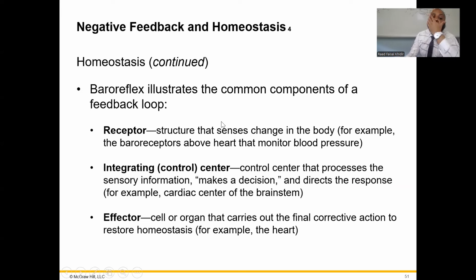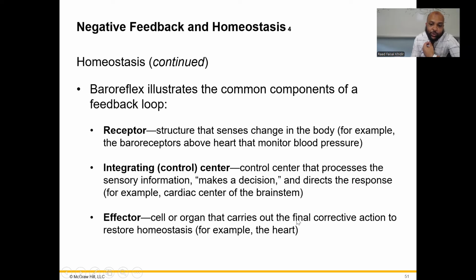Okay, so the baroreflex illustrates the common components of a feedback loop. The receptor is the structure that senses the change in the body, for example, the baroreceptors above the heart that monitor the blood pressure. Then there's an integrating control center. That control center processes the sensory information, makes a decision, and directs the response: the cardiac center of the brain, in the brainstem.